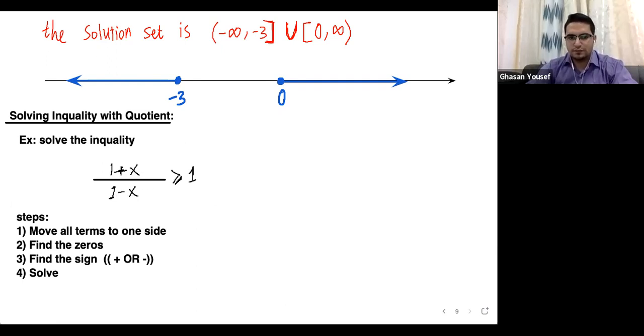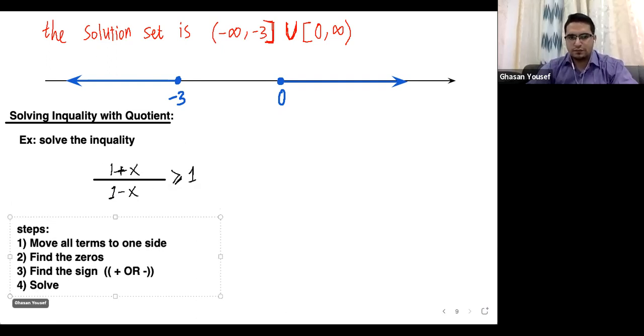So who will do step number 1, move all terms to one side? What should we do here? How can we move all terms to one side? Subtract 1 from both sides, Natasha said. Yes, this is correct. So subtract the 1 from both sides. The 1 and the minus 1 will cancel out. They will give me 0, because 1 minus 1 is 0. And on this side, I will get 1 plus x over 1 minus x, everything minus 1.